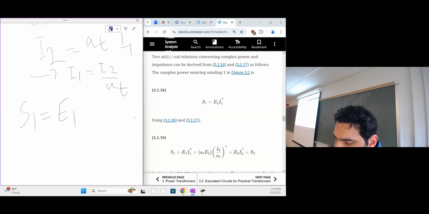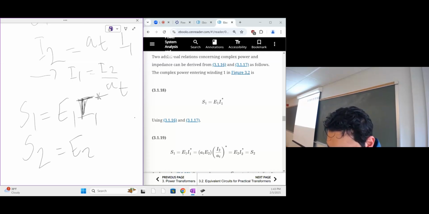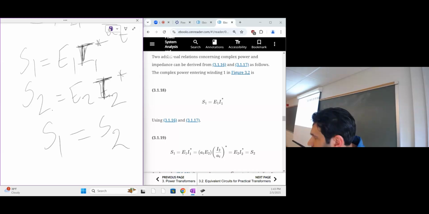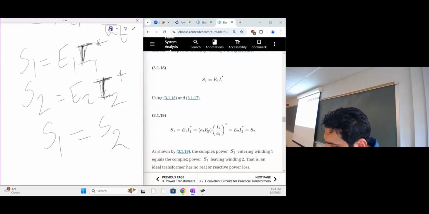S1 is V1 I1 star. S2 is E2 I2 star. But S1 must be equal to S2 because this is an ideal transformer. Okay? And this is what he's doing here.